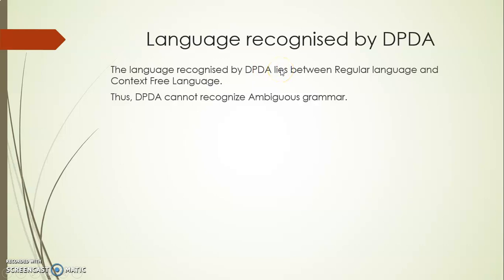Okay, fine. So then what is the language recognized by a deterministic push-down automaton? It is the language that lies between regular language and context-free language. So keep this in mind, it may be asked as an important 1-mark question. Why do I say that it lies between regular language and context-free language? Because a deterministic push-down automaton cannot recognize ambiguous grammar. This is the reason. So I cannot say a deterministic push-down automaton is as powerful as the non-deterministic push-down automaton, because it cannot recognize ambiguous grammar, right?